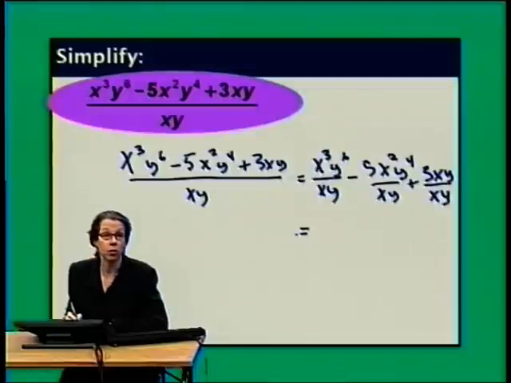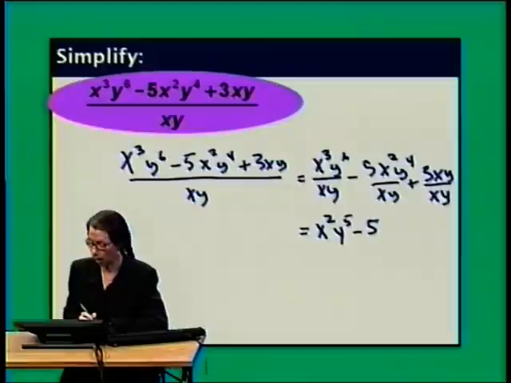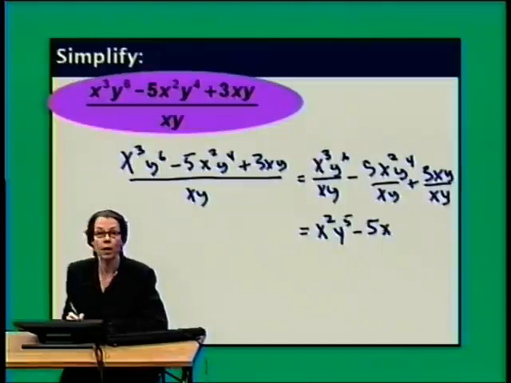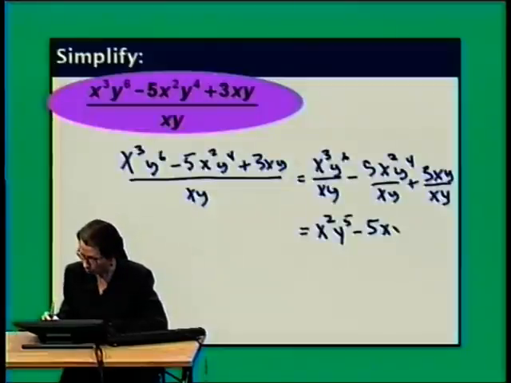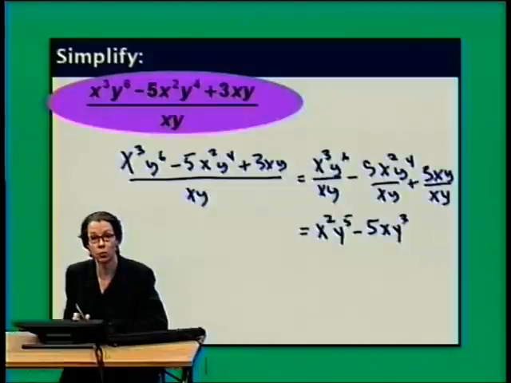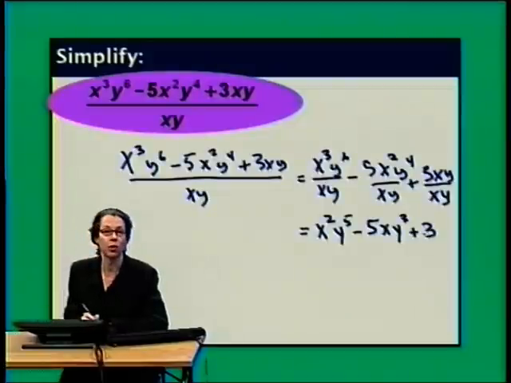So x cubed divided by x, that's x squared. y to the 6th divided by y, that's y to the 5th. I have 5 divided by 1, that's just 5. x squared divided by x is x. y to the fourth divided by y is y cubed. Finally, the last term, I have a factor of xy in the numerator, a factor of xy in the denominator. That just simplifies to 1, so I'm just left with plus 3.